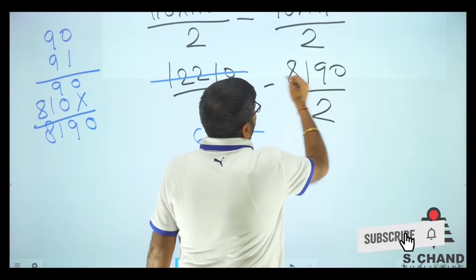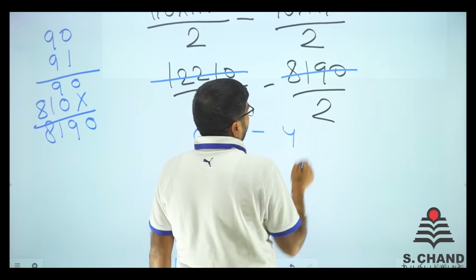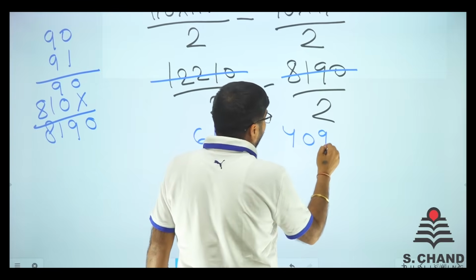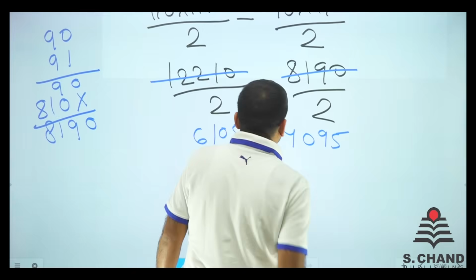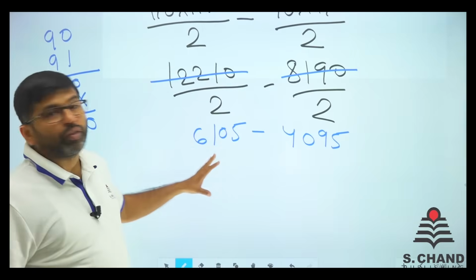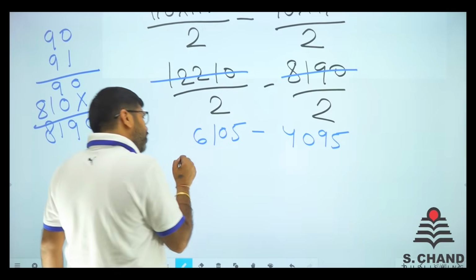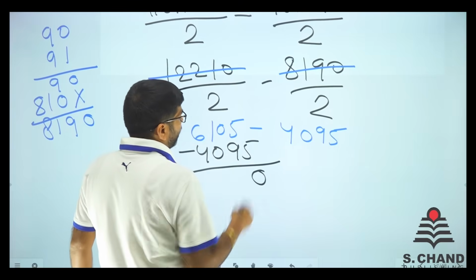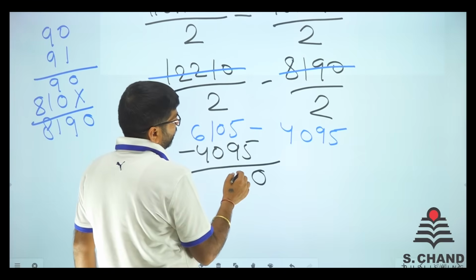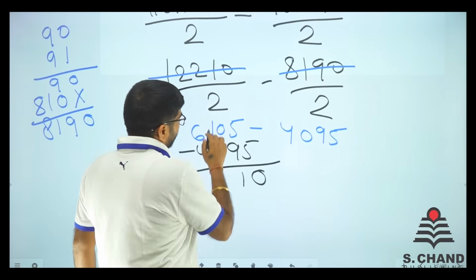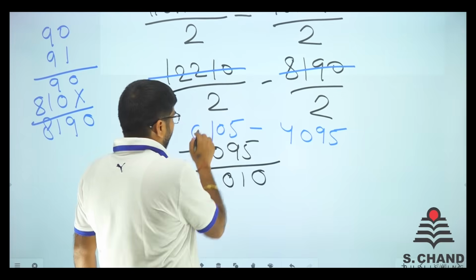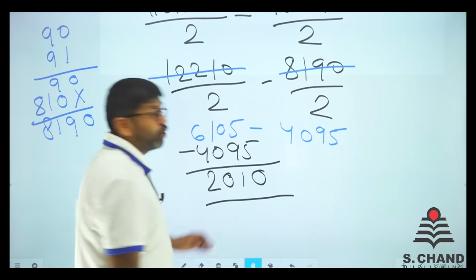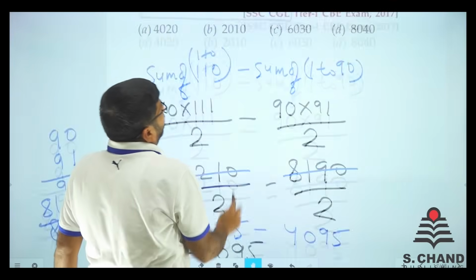Minus, divide this by 2. 8 is like 4. 1 is not divisible. So 19, 19 is 18. 18 is 9. We got 1. So 5. So 4095. The 6105 minus 4095. Just put it here. 5 minus 5 is 0. 10 minus 9 is 1. 0 becomes 0. So 0 is 0. And 6 minus 4 is 2. So we got 2010.